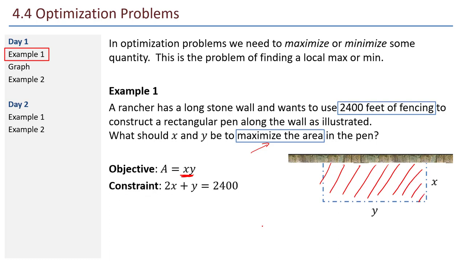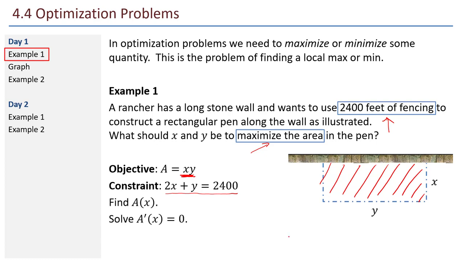But I also have a constraint. The x and y can't just be anything. X and y are constrained by this equation because there has to be 2,400 feet of fencing. So given this objective function and the constraint, I want to find those values of x and y that maximize the area. Here's our strategy.